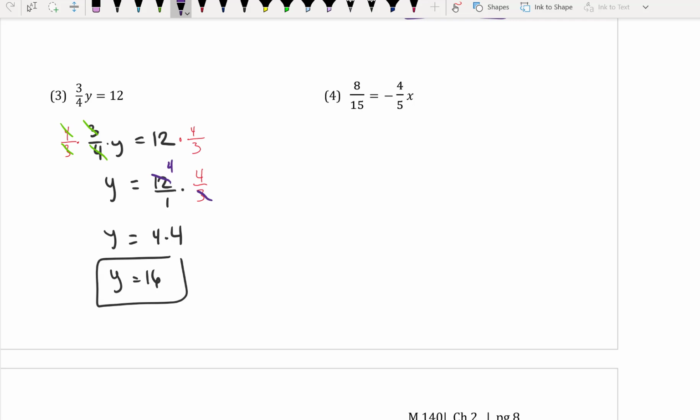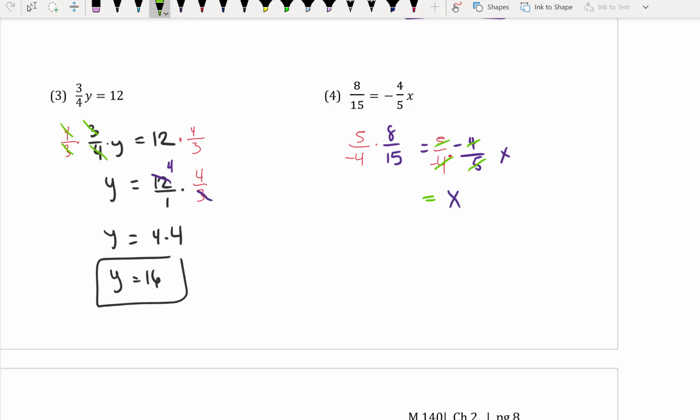For number 4, if I have 8 over 15 is equal to negative 4 over 5 x. Well, you want to think about where the x is. And you want to get rid of that coefficient. So I'm going to do that by multiplying by the reciprocal. So I have 5 over negative 4 that I'm going to be multiplying by, so that the 5 and the negative 4 cancel, so you just have the x on that side.